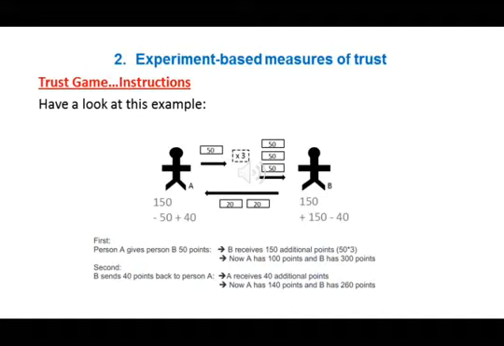So in this example, according to this figure, for example, A decided to give 50 points from his to B, okay? So A is left with 100 points, okay? And B is now having 300 points, the 150 points that he was endowed with, plus the 150 points that he got from A after being tripled, okay? And from this example, B decided to return 40 points to A, okay? So these are the instructions related to the trust game.